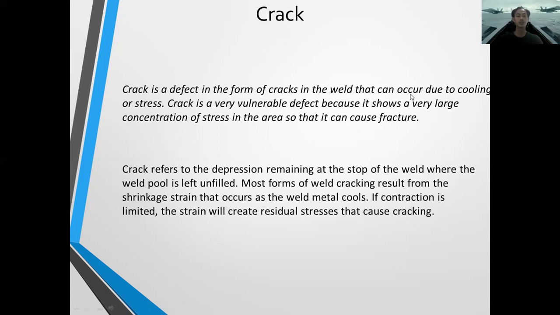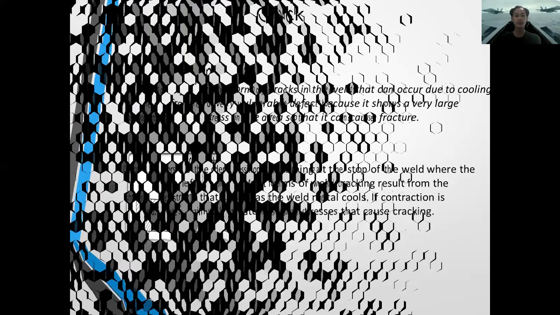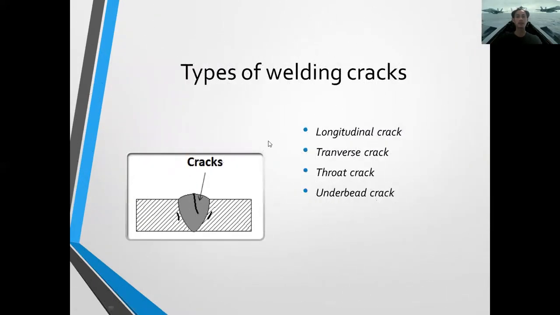Crack refers to the depression remaining at the top of the weld where the weld pool is left unfilled. Most forms of weld cracking result from the strain that occurs as the weld metal cools. If contraction is limited, the strain will create residual stress that causes cracking. Types of welding crack: longitudinal crack, transverse crack, throat crack, underbead crack.